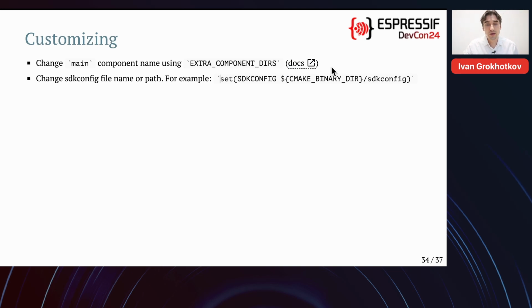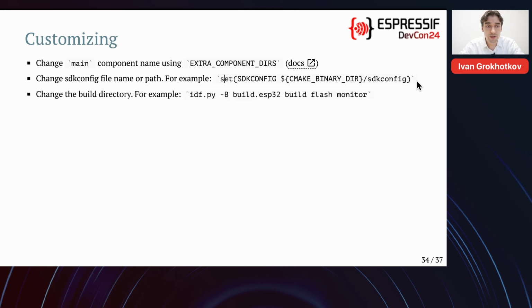The name of the SDK config file and the place where it is located can also be customized. This is convenient if you're treating the SDK config file as a build artifact and you're not tracking it in Git. You can move it, for example, to your build directory. And the build directory itself can also be customized using the -b option of idf.py. It mirrors the -b option of CMake, so you can specify in which directory you are actually going to do the build.